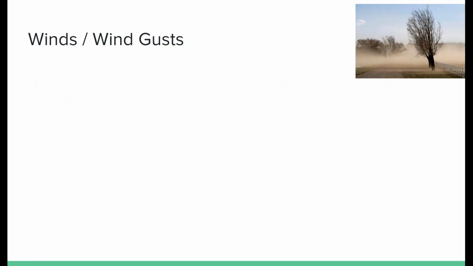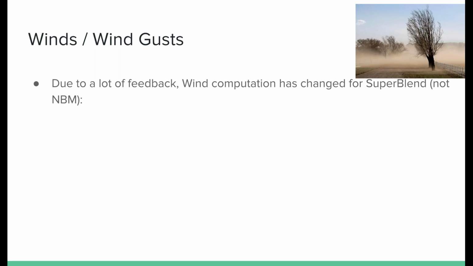Winds and wind gusts. We've actually had quite a bit of feedback here too, especially across the plains and into some of our typical high wind prone areas. So for superblend only, the wind computation is changing. This comes with this recent release of ForecastBuilder on February 1st. We're going to go to 60% consol, 15% previous, 15% bias corrected consol, and 10% WPC guide.